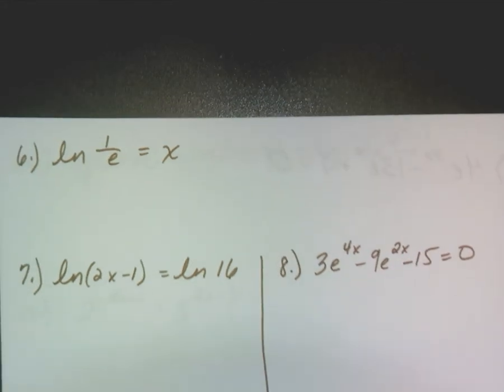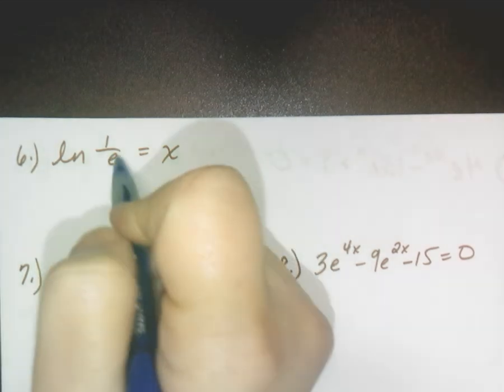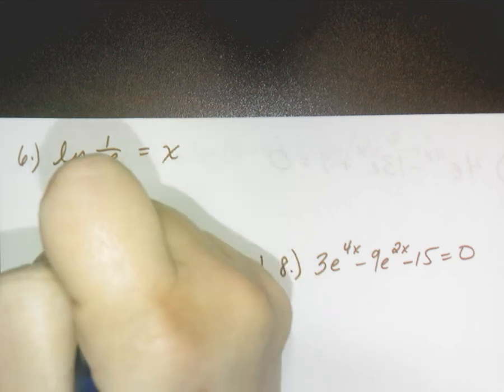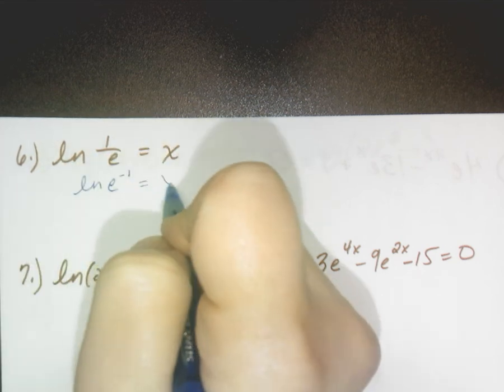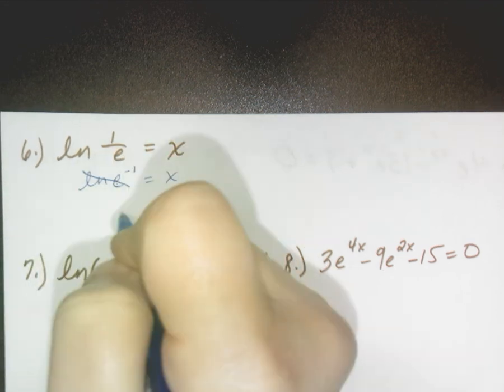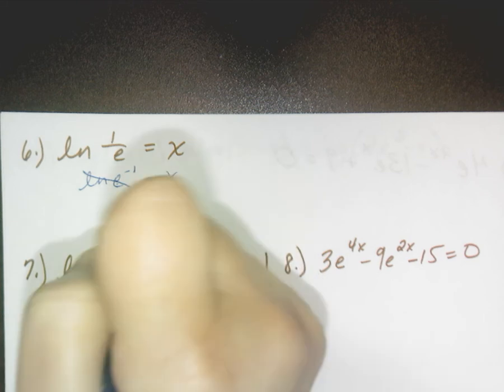Let's move on to number 6. The ln of 1 over e equals x. So what I did with this one is I rewrote this as e to the negative 1, because that's what 1 over e is. And hey, look, you have an ln and an e next to each other. They cancel. So x is negative 1.